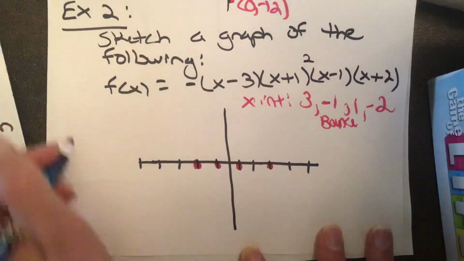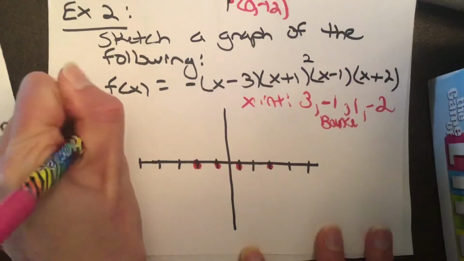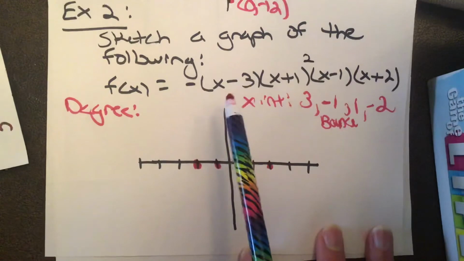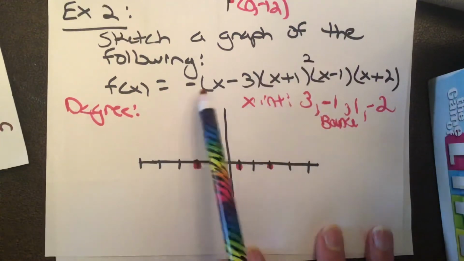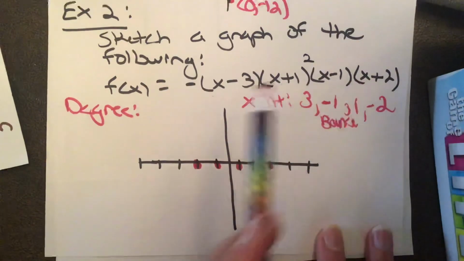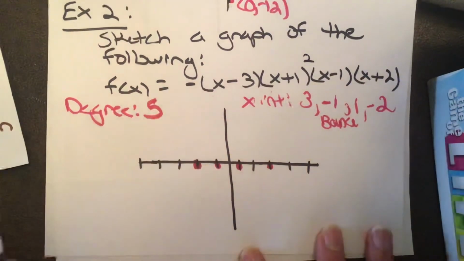Now I'm going to go ahead and determine the end behavior. So the degree of this, remember, is the highest exponent if you multiplied it out. In this case, I'm just going to count up how many x's I've got. I've got 1, 2, 3, 4, 5. So this is a degree of 5.